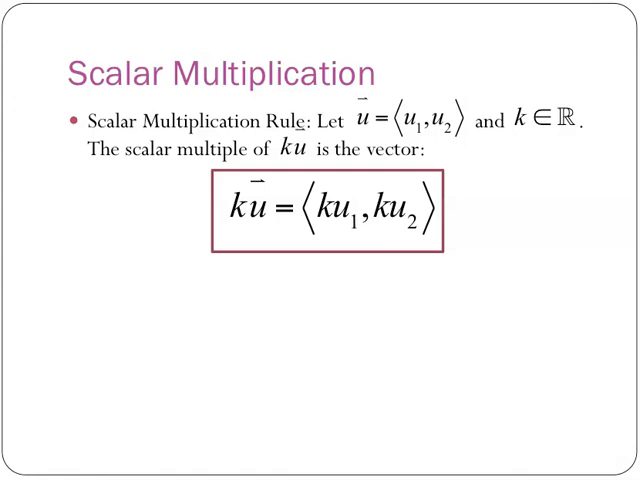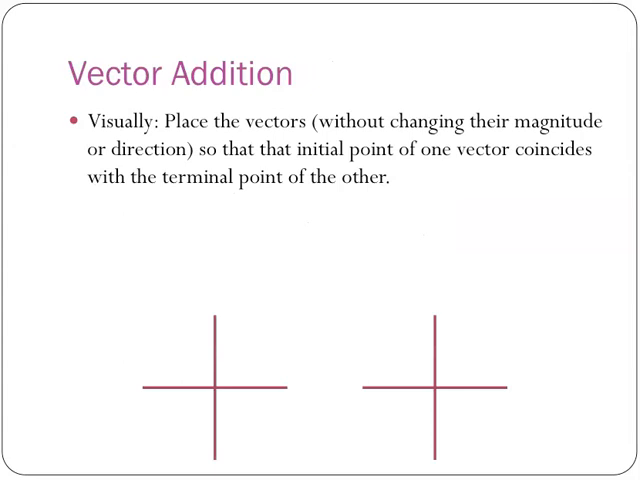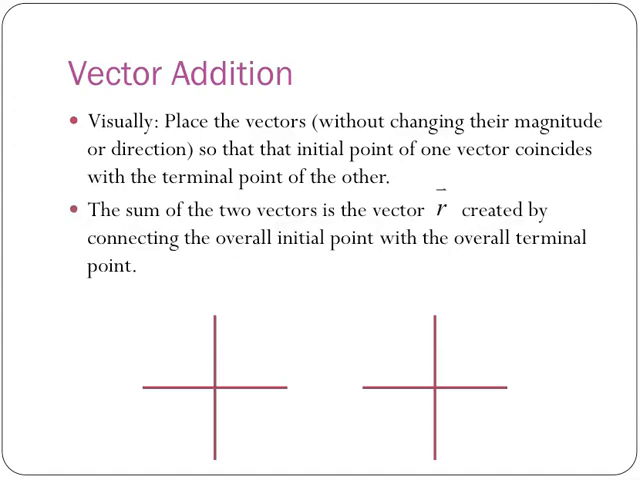All right, next we have vector addition. So visually, vector addition is where you place the vectors without changing the magnitude or direction, so that the initial point of one vector coincides with the terminal point of the other. The sum of the two vectors is what we call, let's call it a vector r, that's created by connecting the overall initial point with the overall terminal point. We call r the resultant vector.